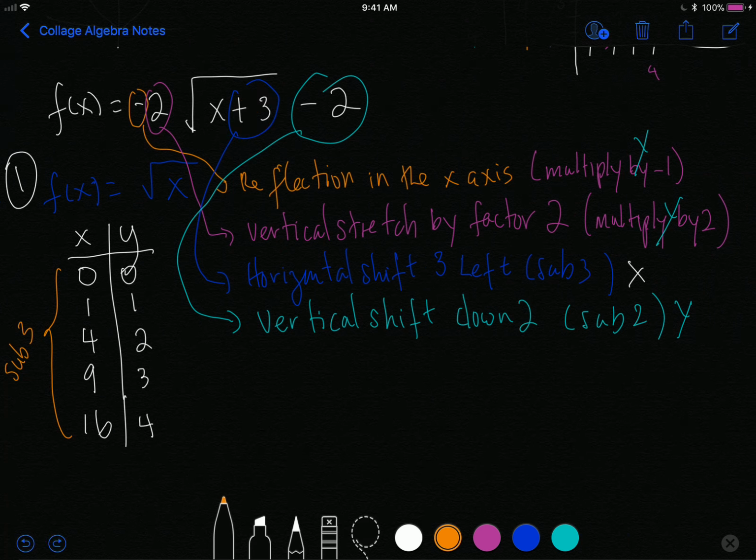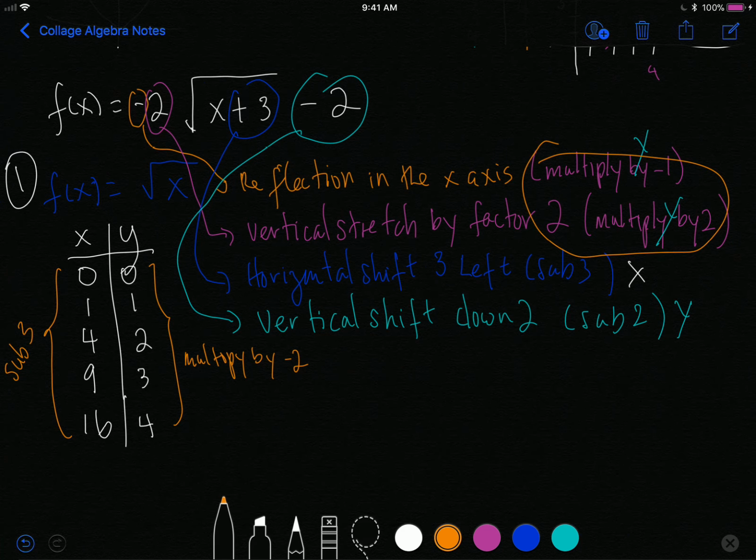Now, to the y values, I have to do multiplication and subtraction, and so PEMDAS applies. I gotta multiply first and then subtract. And so the first thing I will do is multiply by -2. That covers both of these at the same time. Multiplying by -2, we'll both multiply by -1 and multiply by 2. And then I am going to subtract 2. And that will give me my new table of values.